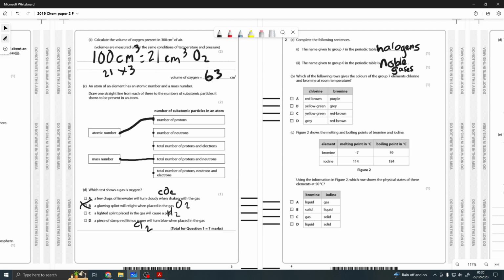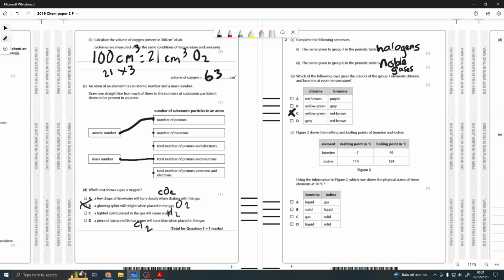Which of the following rows gives the colour of the group 7 elements, bromine and chlorine? Now we've got to remember these colours. Chlorine is yellow-green, hopefully you remember that. Red-brown is actually bromine. Lovely. So the answer there is C.